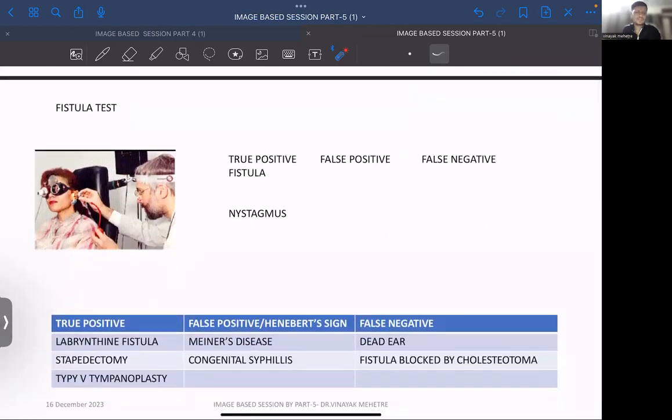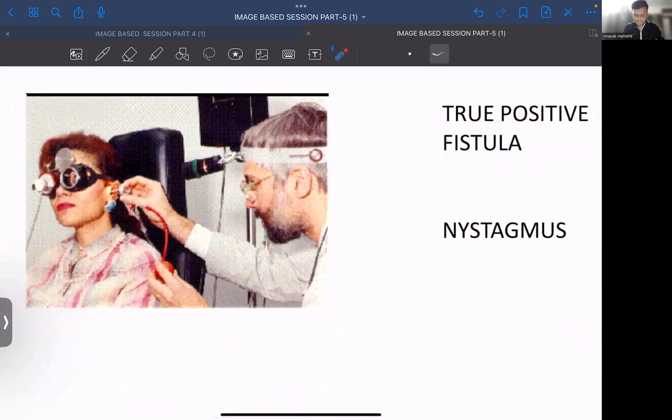Then we come to fistula test. What is fistula test? What we will do in this, we will take Siegel's speculum. Right? We will increase the pressure in the external auditory canal. If there is a fistula, ऐसा समझ लो some kind of abnormality, patient will have nystagmus. ठीक है, patient will have nystagmus.